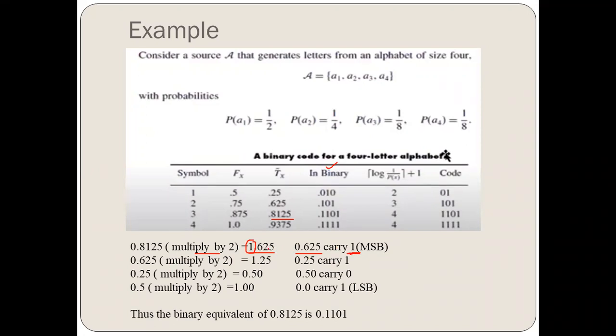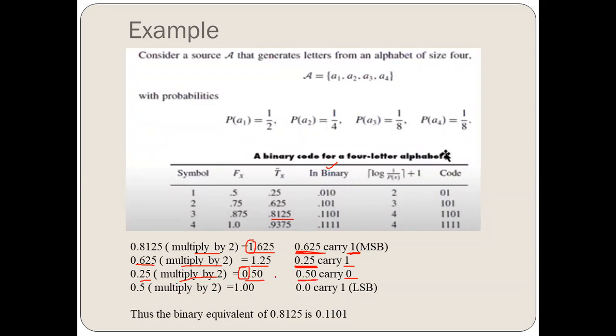Now this 0.625 will be multiplied by 2 again. 0.625 multiplied by 2 gives you 1.25. Again, separate the integer value 1 as carry and keep 0.25 as the decimal. Now we repeat this step, multiplying 0.25 by 2, so I get 0.50. I do not have any integer value here, it is 0, so I keep the carry as 0 and the value 0.50 as it is.